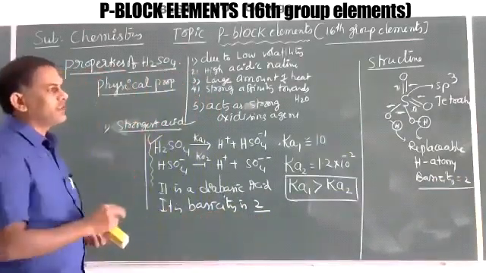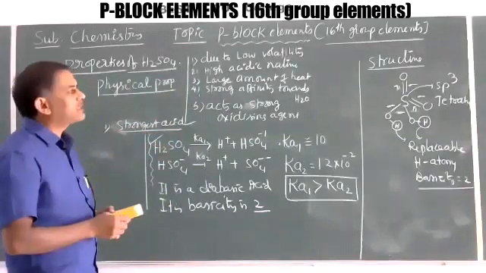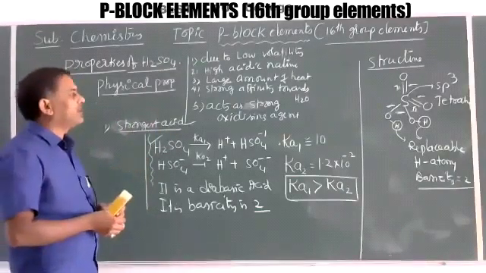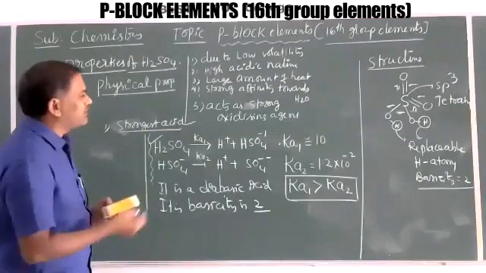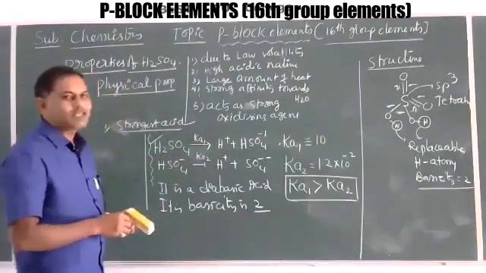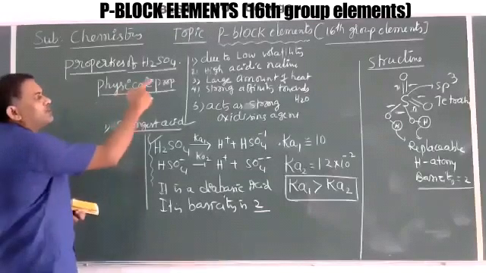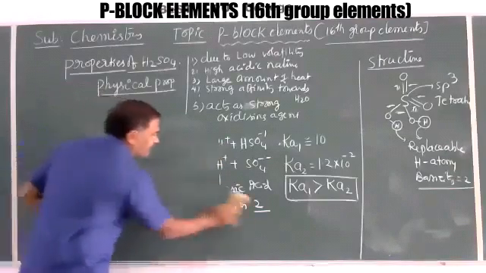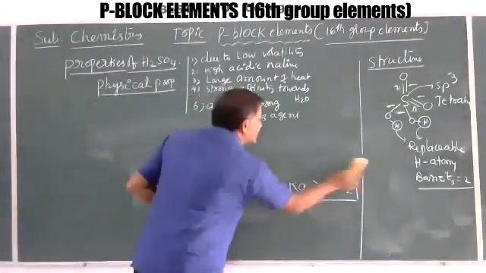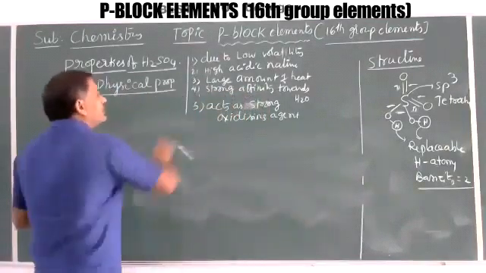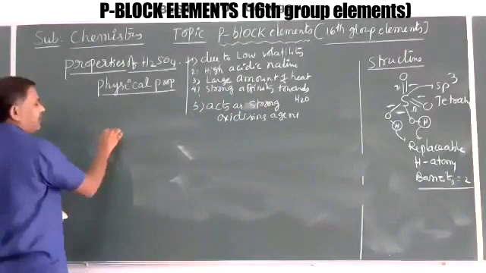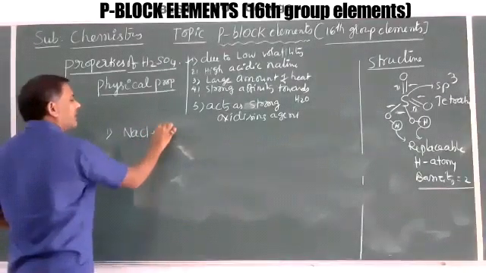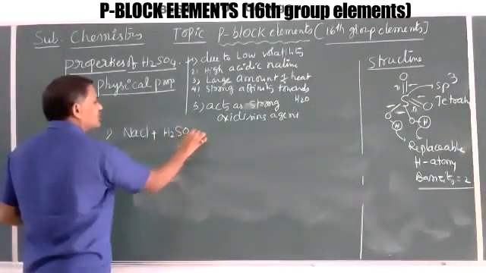So on the basis of all these: due to low volatility, high acidic strength, large amount of heat liberated, strong affinity towards water, and acting as a strong oxidizing agent. Due to low volatility, it reacts with some respective metallic salts and liberates high volatility acids. So by using this first point, here sodium chloride, a metallic salt, reacts with sulfuric acid, H2SO4.